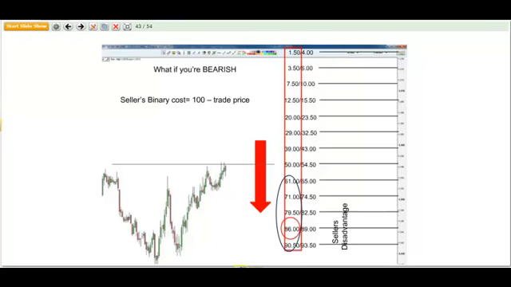So here I'm looking at the 86 trade price. It's going to cost me 14 bucks to put on that trade. 14 to make net 86, but the market's got to drop from where it's currently here. It's got to drop down to here, whatever strike that is. Okay?